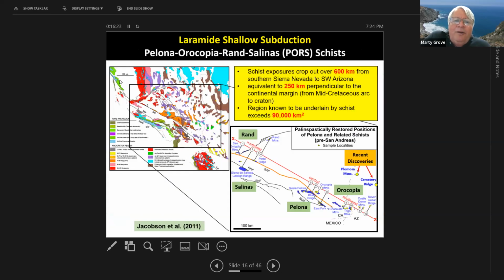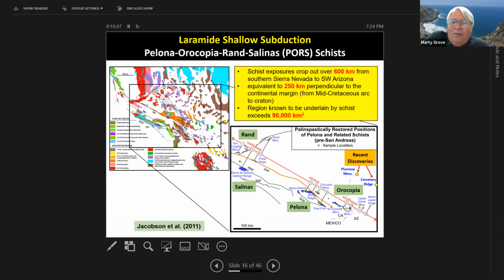So what I'm going to do is take this restoration right in here and strip away all the rocks that are in the upper plate. And in the lower right-hand corner, shown in blue, are basically all of these subduction-related rocks that are associated with the Laramide Shallow Subduction event. And so these are palinspastically restored.